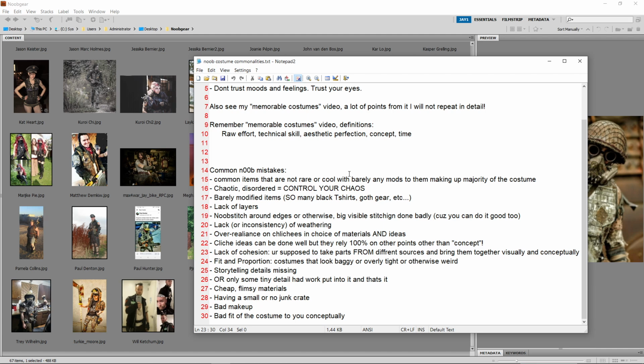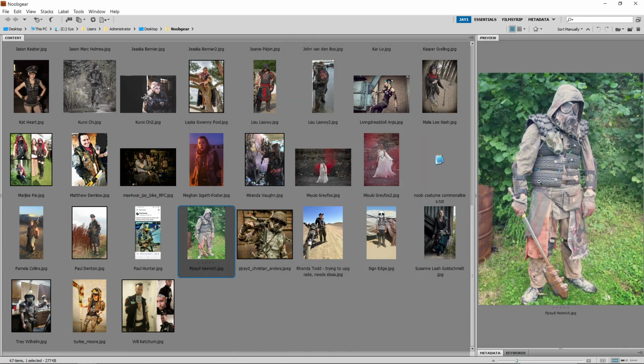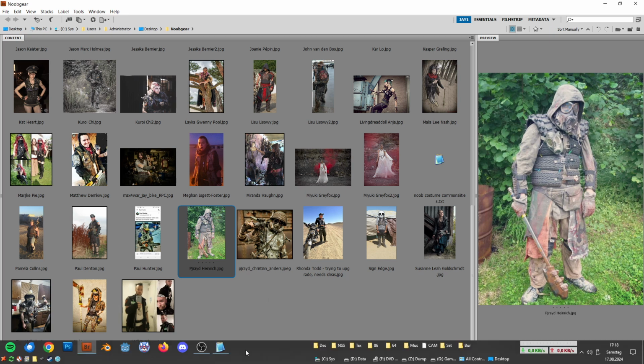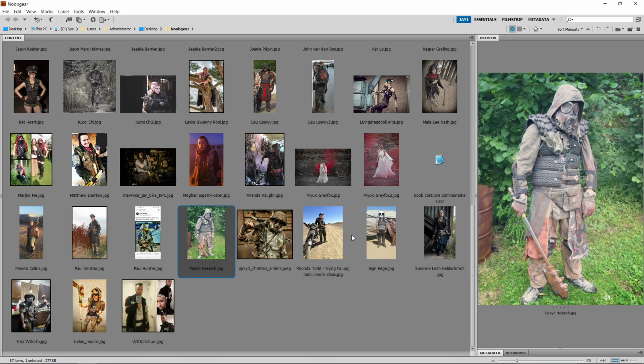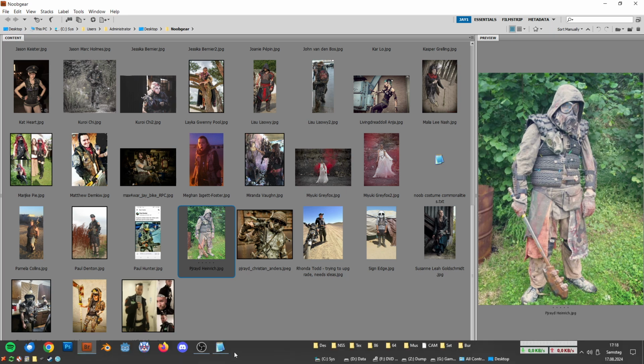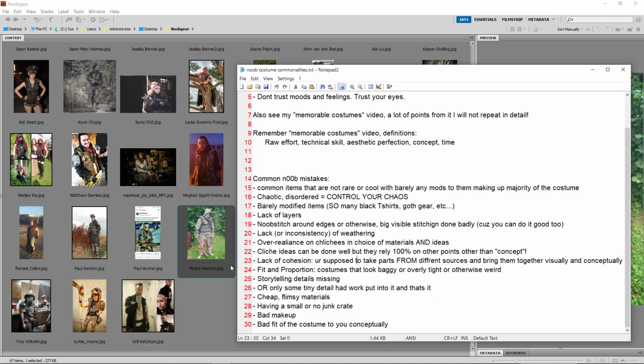Fit and proportion, we kind of talked about this just now, so this is a terrible fit. It's kind of just all over the place. It just doesn't fit his body form or maybe any human's in general. It looks uncomfortable. Not the only example, of course, but, you know. I don't actually have many examples for that.